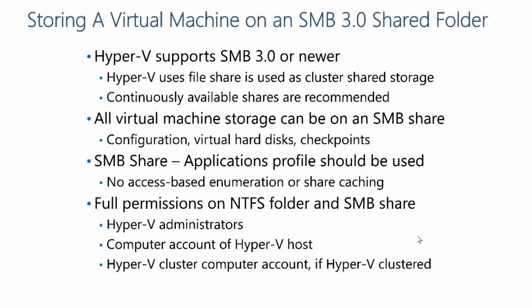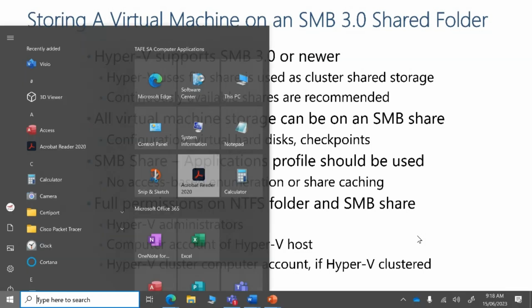So Hyper-V supports SMB 3 or newer. I think I've mentioned that several times. SMB 3 is basically Microsoft's share for applications. It's not your normal share. You can't just right-click and share this folder and that's it. That's just a normal SMB share, but you have to go and share it through your sharing area.